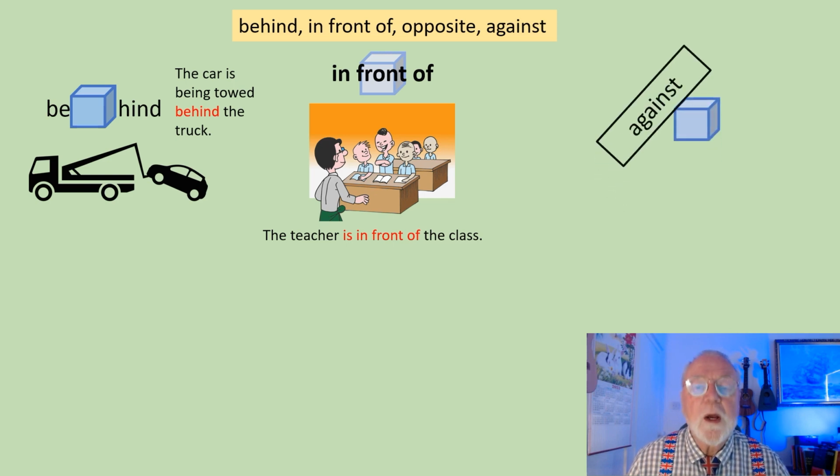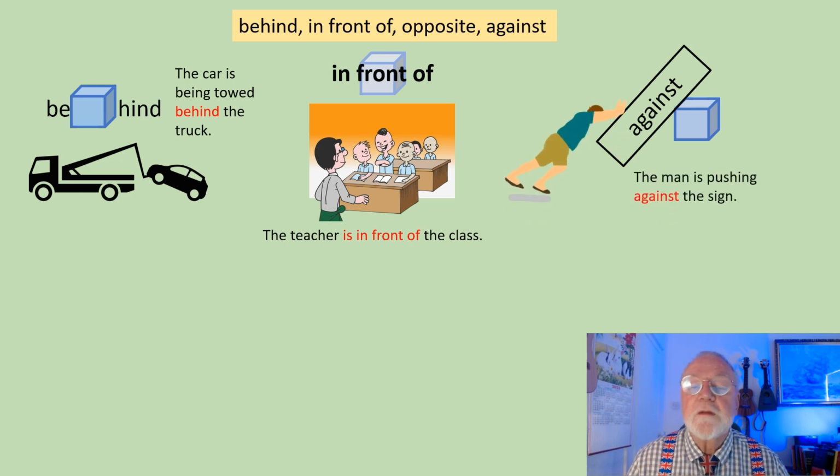Against means one object is touching another object. So you could say here, the sign is leaning against the cube. The man is pushing against the sign.